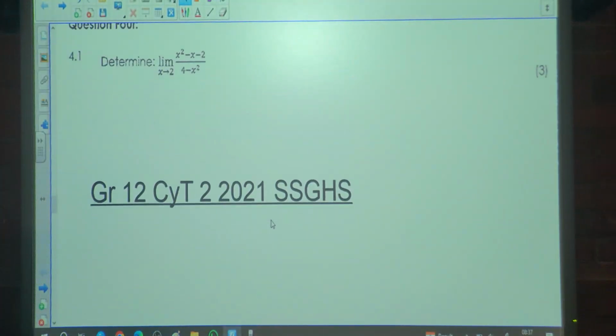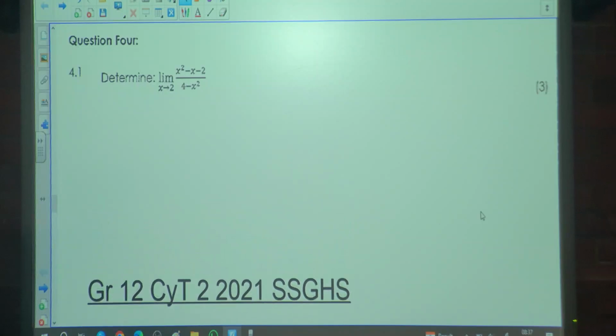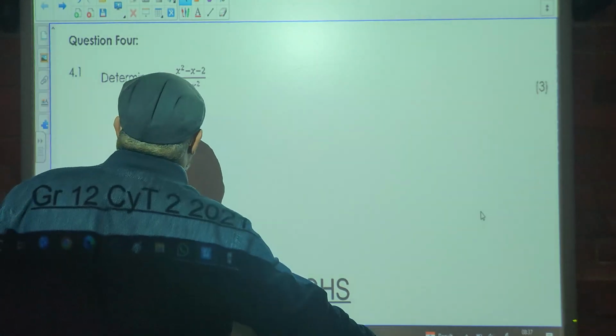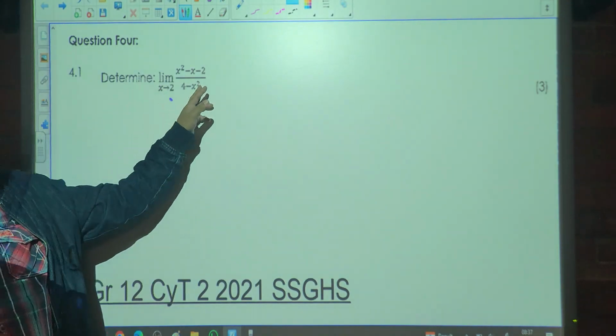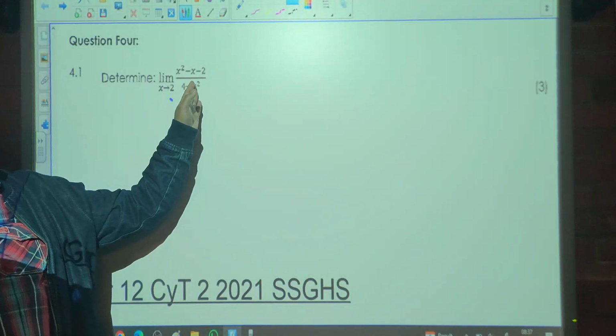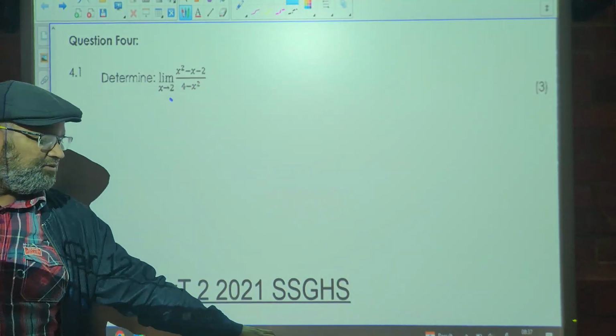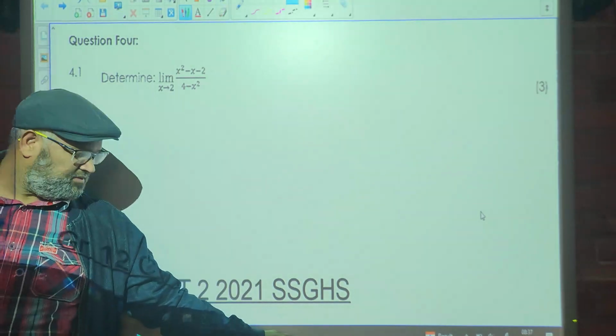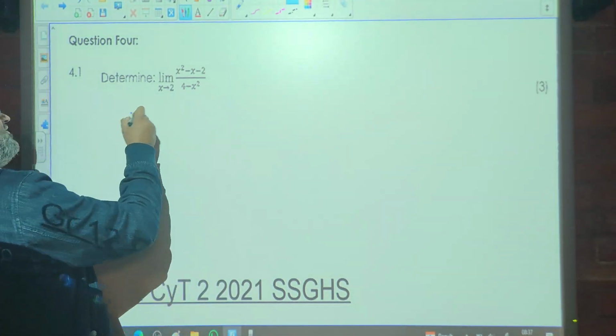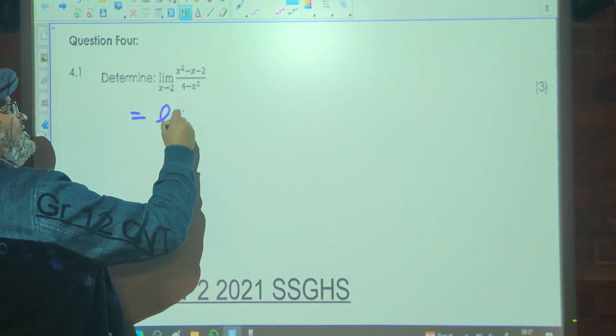Question 4. The question says calculate the limit as x approaches 2 of x squared minus x minus 2 over 4 minus x squared. If I substitute x with the 2 into this expression, we'll get an answer of 0 in the denominator, which will make the sum undefined. So what we do is we have to factorize and get rid of this denominator.